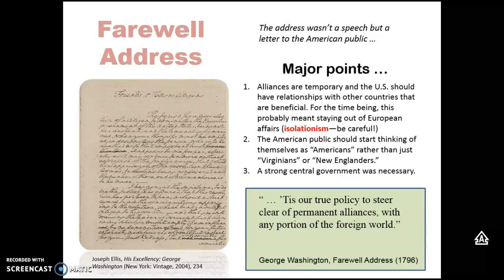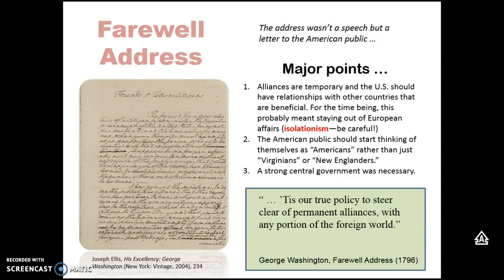So, his farewell address. The address wasn't a speech, but a letter to the American people. What were Washington's major points? Alliances are temporary, and the U.S. should have relationships with other countries that are beneficial. For the time being, this probably meant staying out of European affairs. This is isolationism, where you basically isolate yourself.